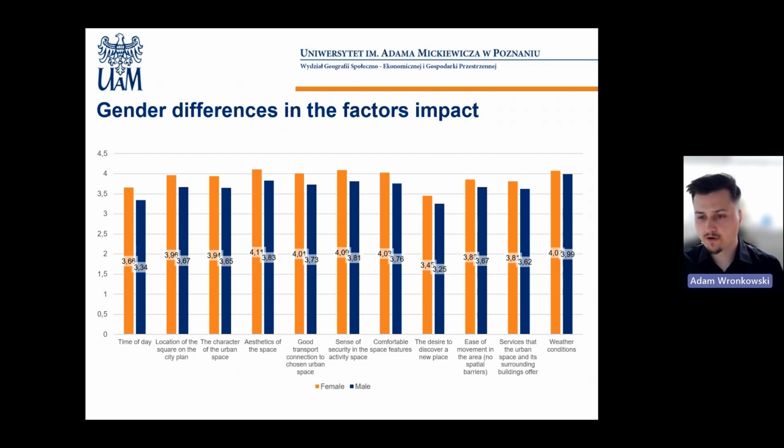Women pay far more attention to the time of the day, the location of the square in the city plan, the character of the square, aesthetics, good transportation connection with the city square, sense of security, and ability to use the city square comfortably. The factor of weather condition was rated almost identically for women and for men.